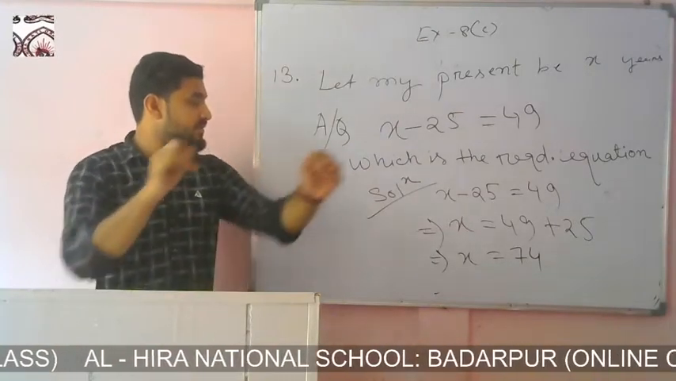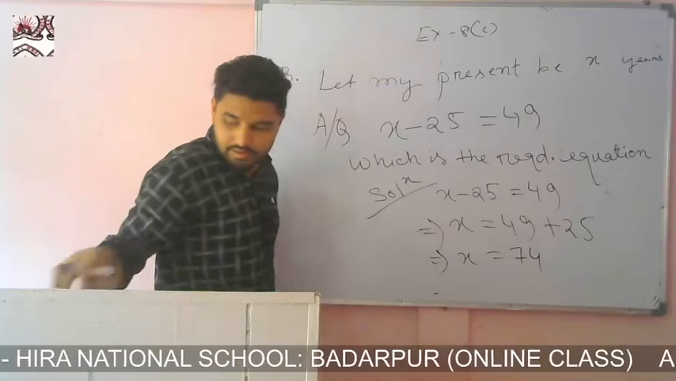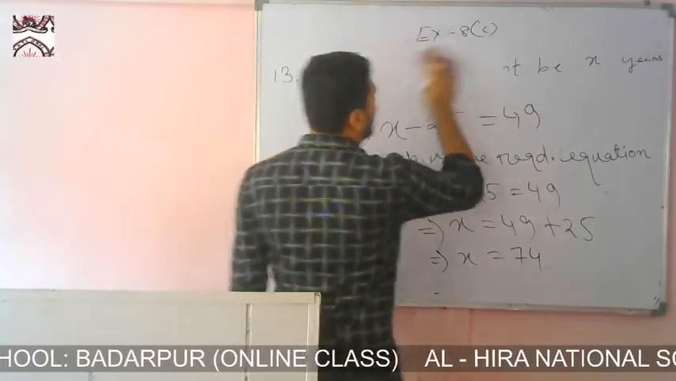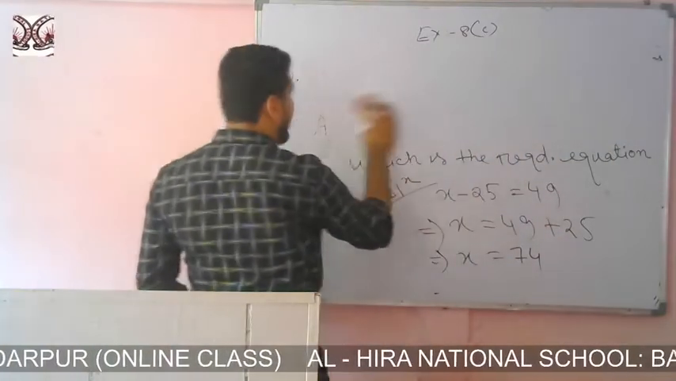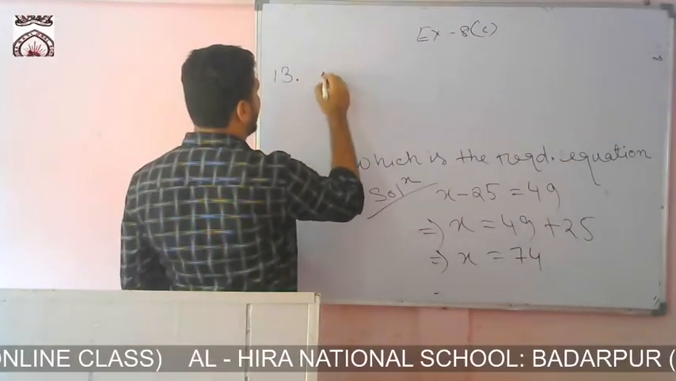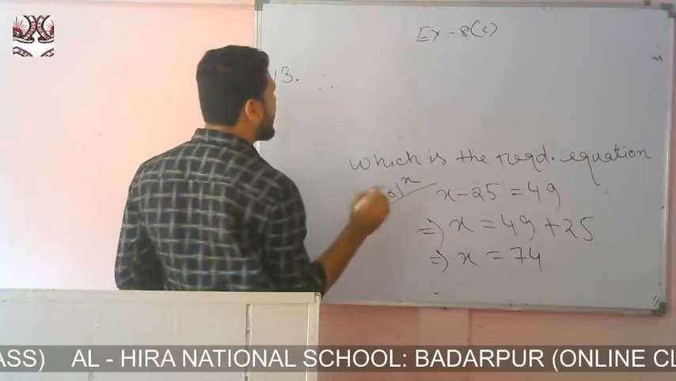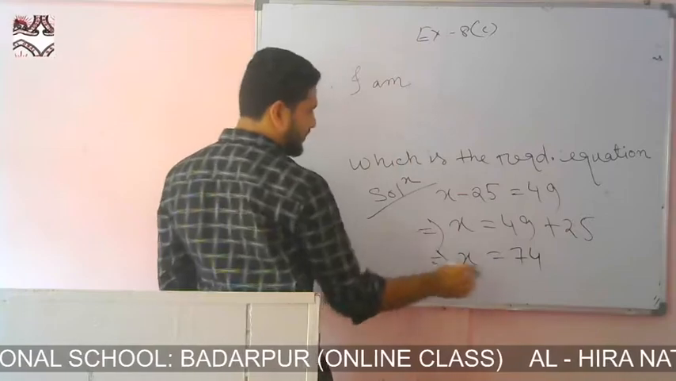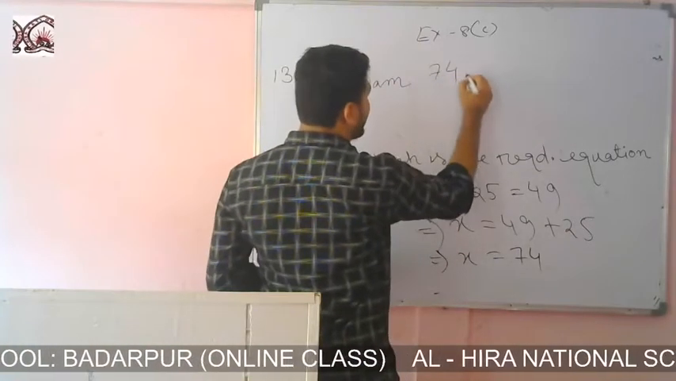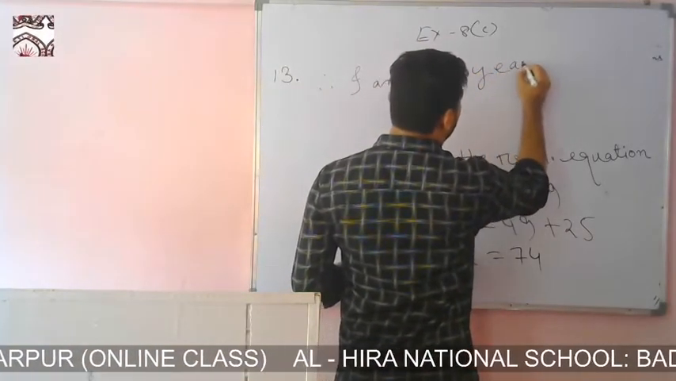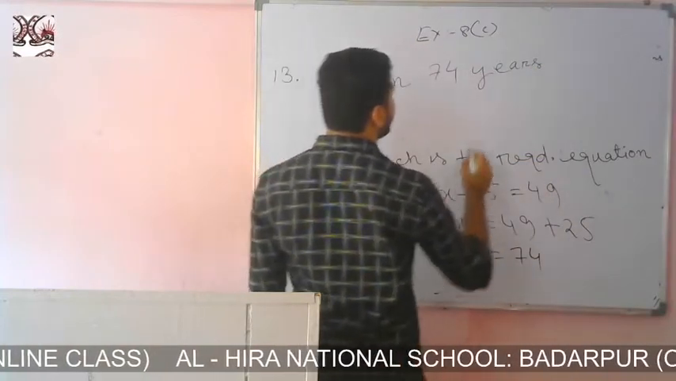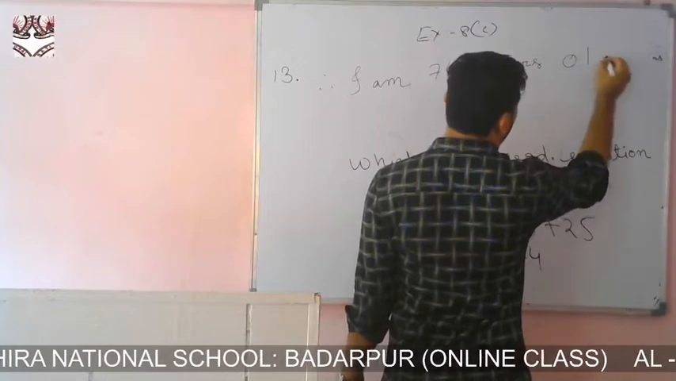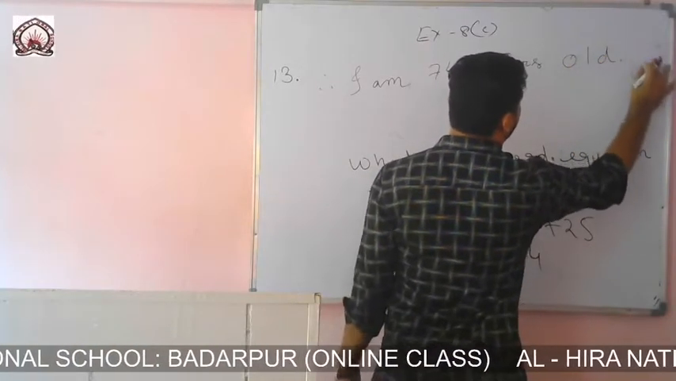Okay, it is correct. 74 years. Now write the answer. Okay, so you can write, therefore, how old I am. Therefore, I am 74 years old. I am 74 years old. Okay, that is the answer.